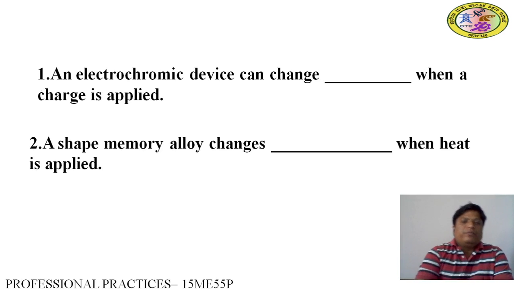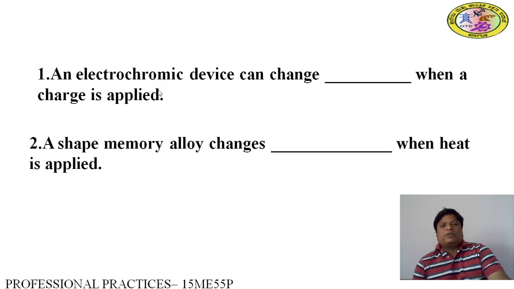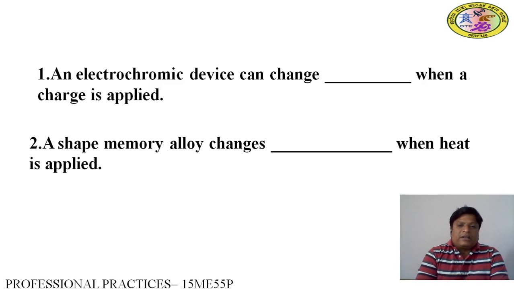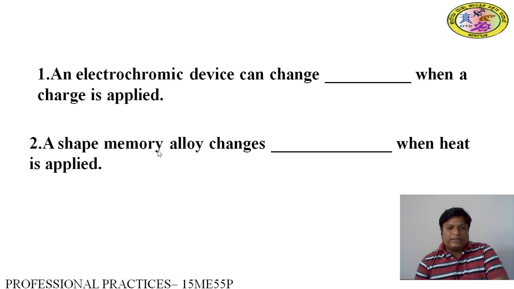Let us move to some questions on smart materials. An electrochromic device can change blank when a charge is applied. Second question, a shape memory alloy changes blank when heat is applied. Charge applied means supplying electricity. So here our answer is the color.